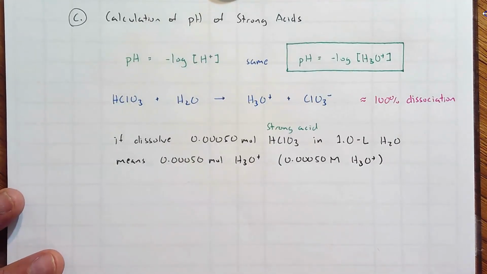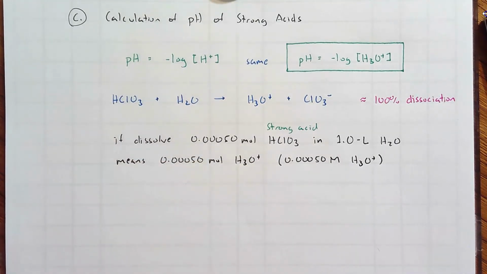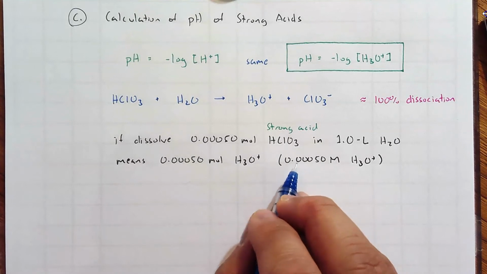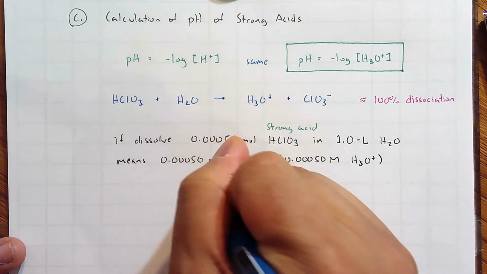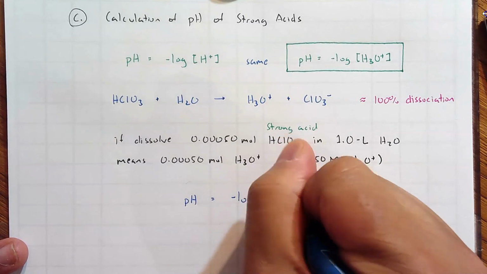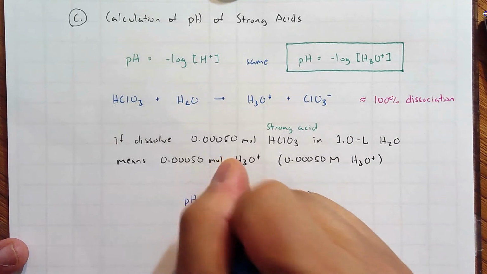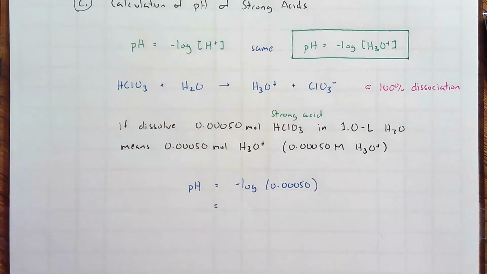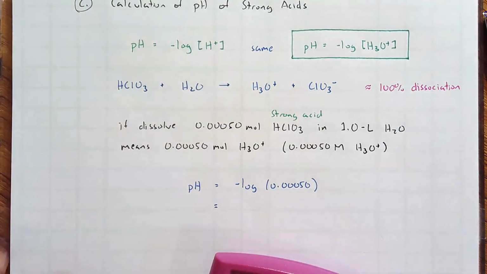Let's do the calculation. pH equals negative log of 0.00050 molar. That equals.